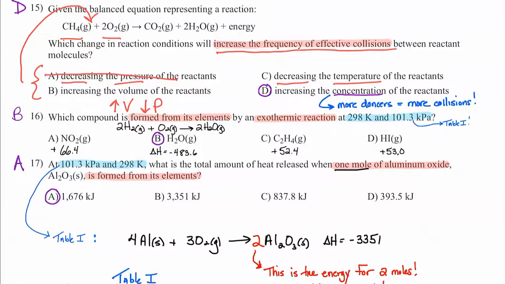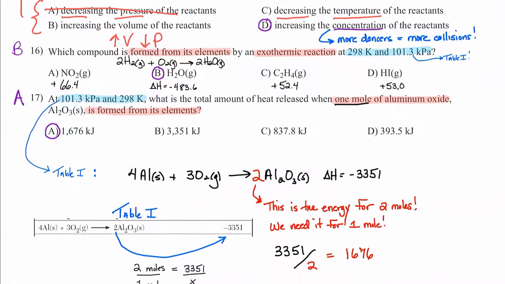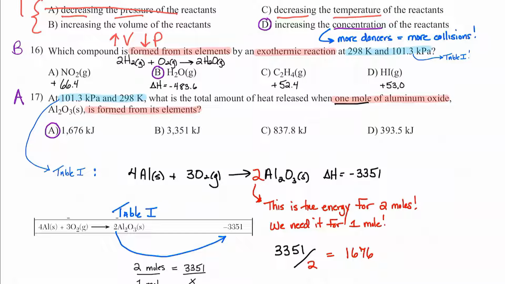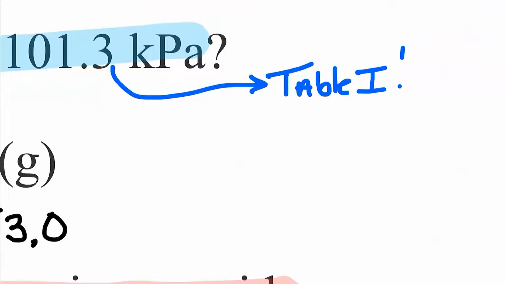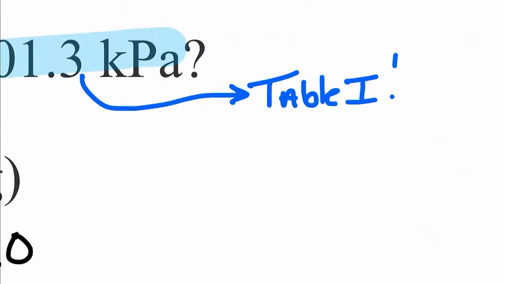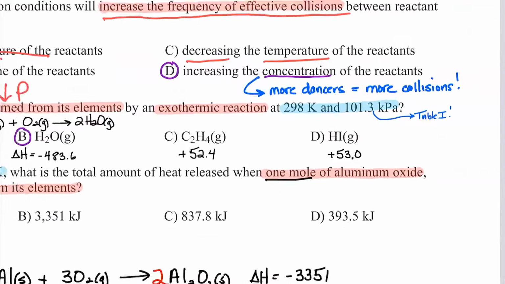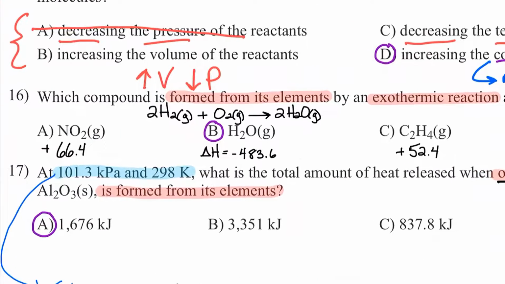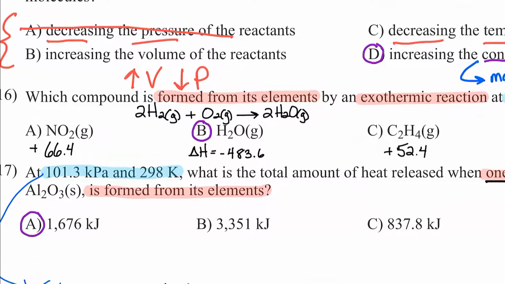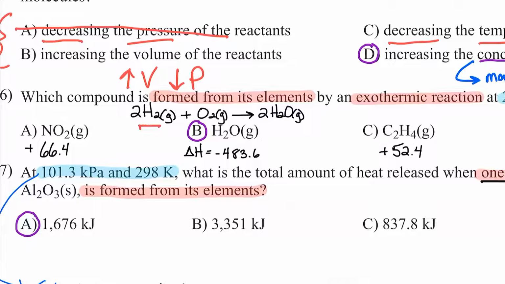On to 16. Which compound is formed from its elements? That's a synthesis reaction written in Table I. I know this. Okay, so in any case, if you don't recognize that now, I wrote the reaction as given, and they want to know which one's made from its elements, so it's a synthesis reaction, and is exothermic.